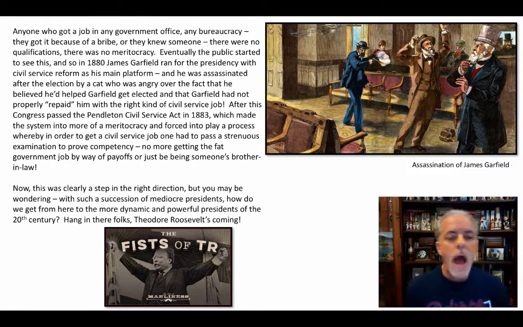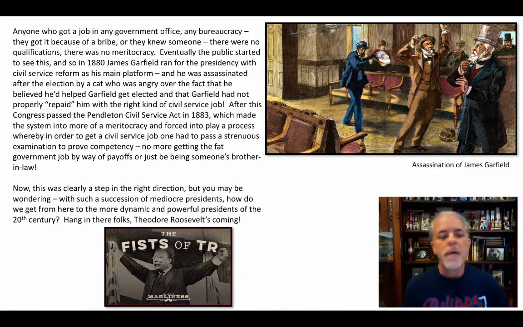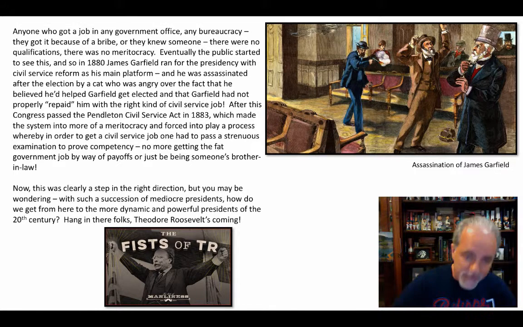After this, Congress passed the Pendleton Civil Service Act in 1883, which made the system into more of a meritocracy and forced into play a process whereby in order to get a civil service job, one had to pass a strenuous examination to prove competency. No more getting the fat government job by way of payoffs or just by being someone's brother-in-law. Okay, you know, there was a little bit of reform going on here. Things were starting to change, okay? This is clearly a step in the right direction.